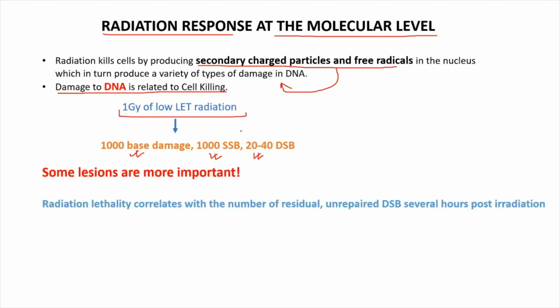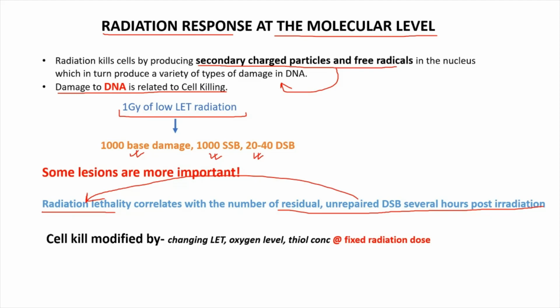For example, it has been observed that for radiation lethality, the number of residual and unrepaired double strand breaks post irradiation is important. So if the number of residual and unrepaired double strand breaks is higher post irradiation, then the probability that the therapy will cause more lethality increases. So how much unrepaired double strand breakage the radiation has created is an important factor for predicting radiation lethality.